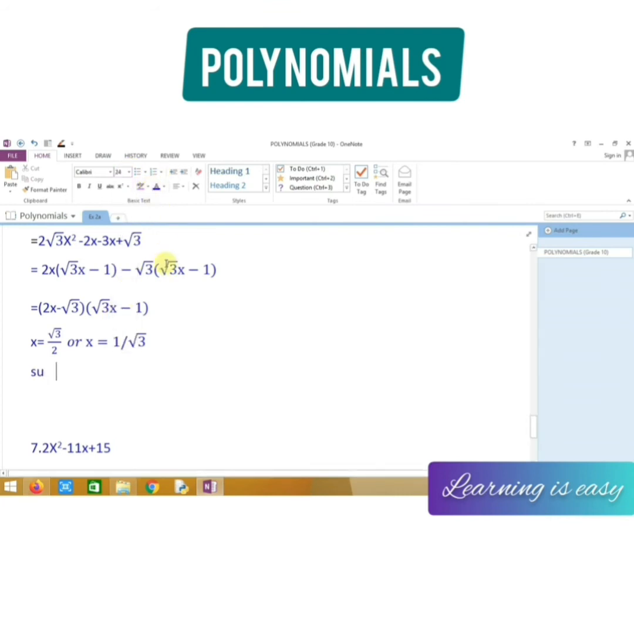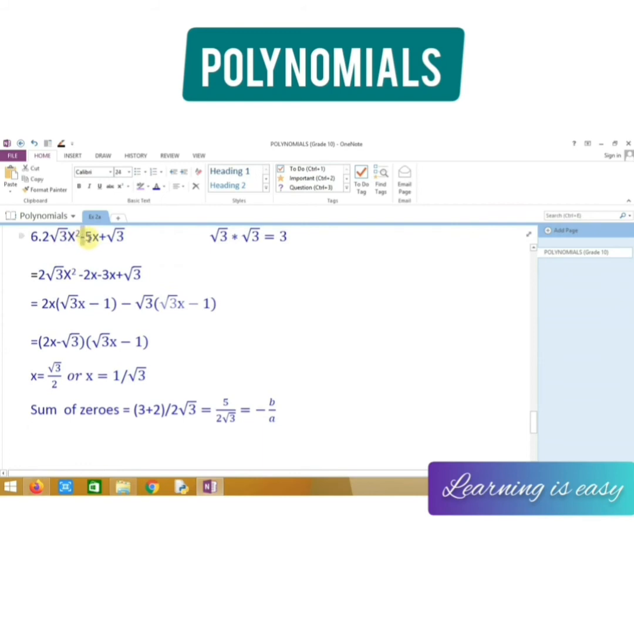So sum of zeros, if you see, root of 3 by 2 plus 1 by square root of 3. So we need to take the cross multiplication. So square root of 3 into square root of 3 is 3 plus 2 divided by 2 into square root of 3. So that's going to be 5 by 2 into square root of 3. So value of coefficient of x is minus b by a form. So value is minus 5 and coefficient of x square is 2 square root of 3. This is verified.